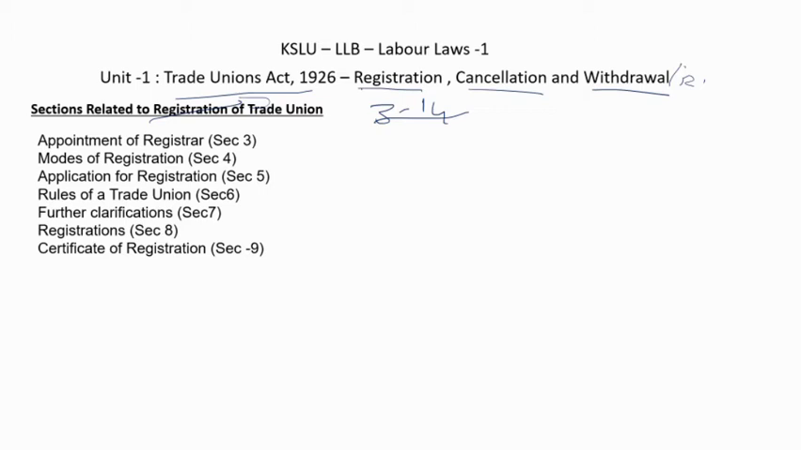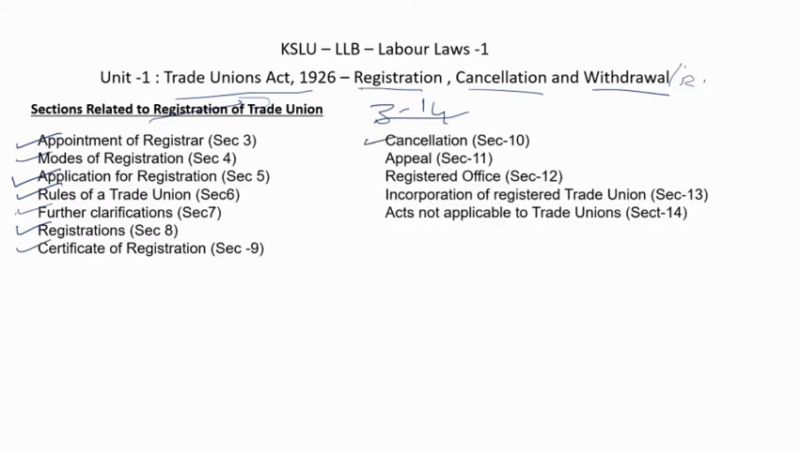Here is a list of sections dealing with the registration process of a trade union. Section 3 deals with appointment of registrar, Section 4 modes of registration, Section 5 application for registration, Section 6 rules of a trade union, Section 7 additional information required by registrar, Section 8 registration, Section 9 certificate of registration. Section 10 talks about cancellation. Section 11 discusses the appeal process, and Section 12 describes the registered office details. Section 13 gives details about incorporation of a registered trade union. Finally, Section 14 lists certain Acts which are not applicable to trade unions.